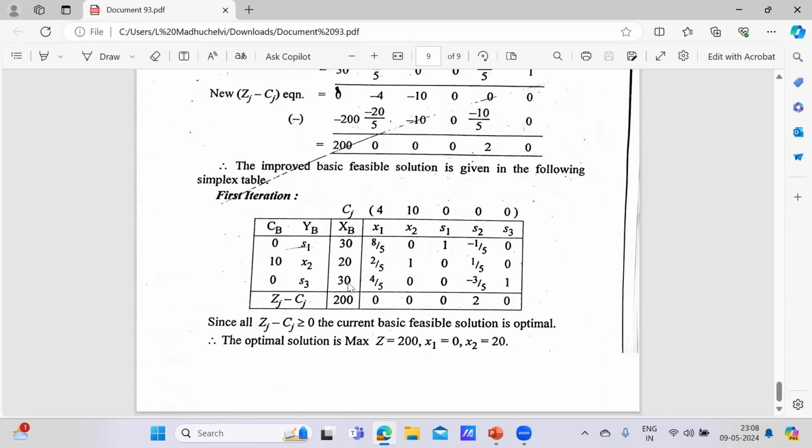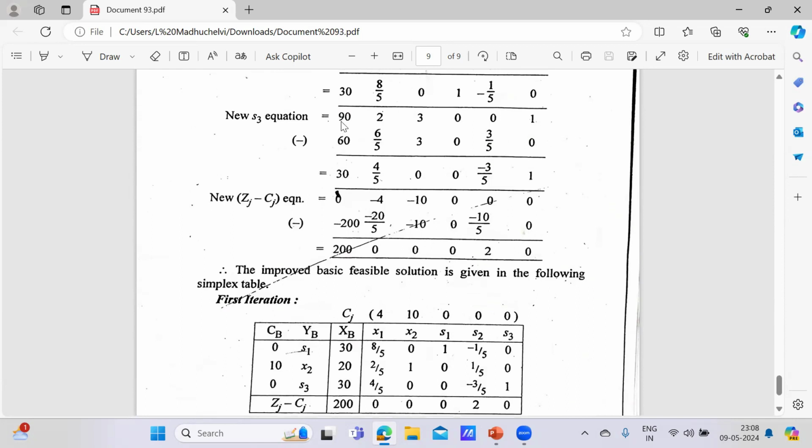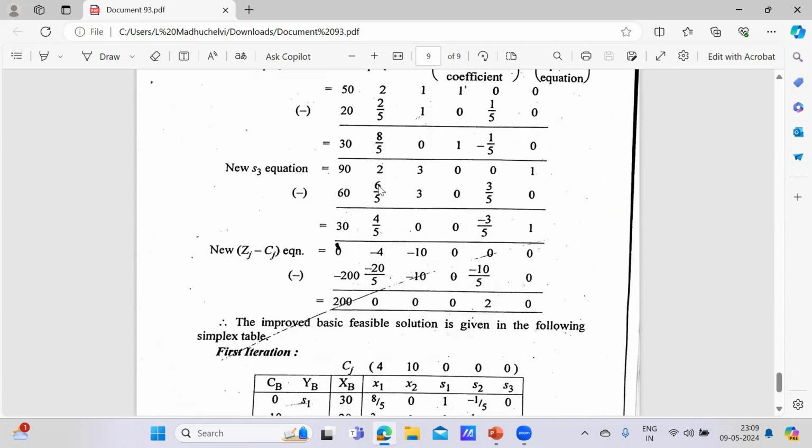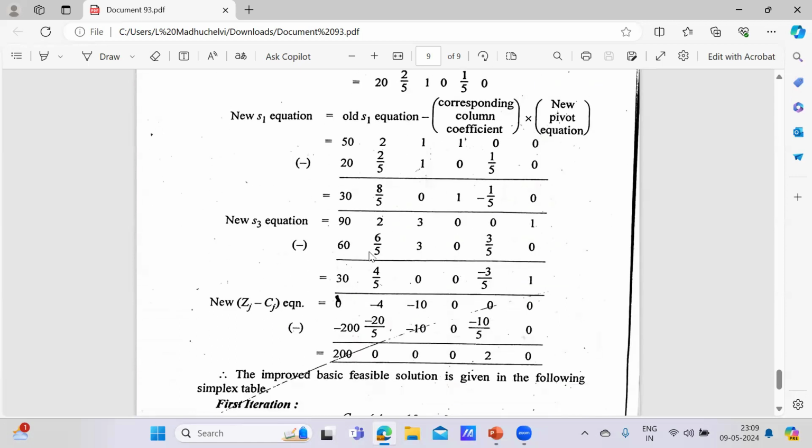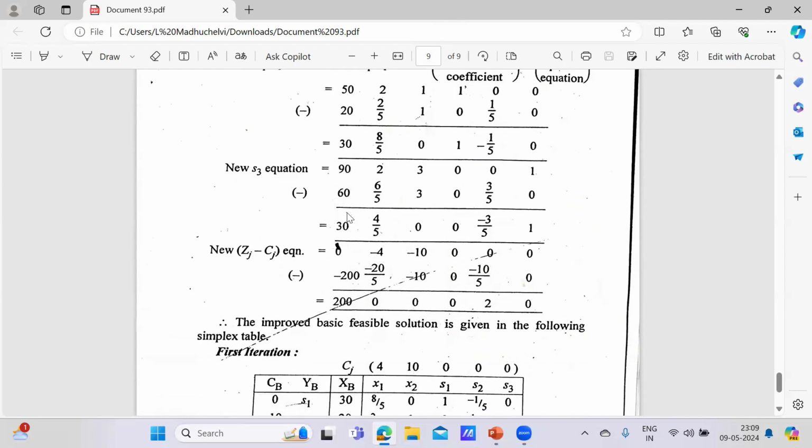Then the third row. For getting the third row, we write the old, existing row here: 90, 3, 0, 0, 1. Then we multiply the new pivot row by 3, because it is 3 only in that column. We get 60, 6 by 5, 3, 0, 3 by 5, 0. Then subtracting, we get 30, 4 by 5, 0, 0, minus 3 by 5, 1.